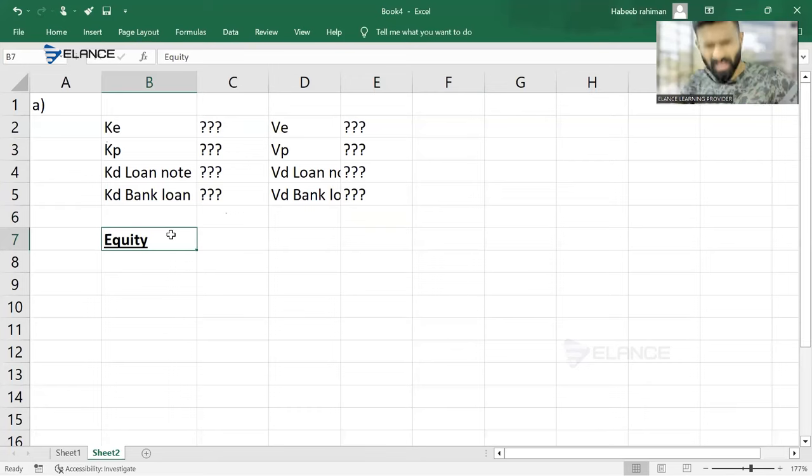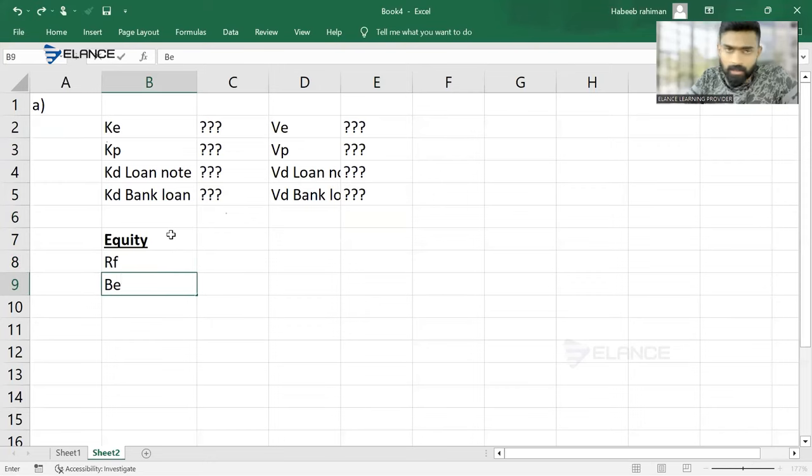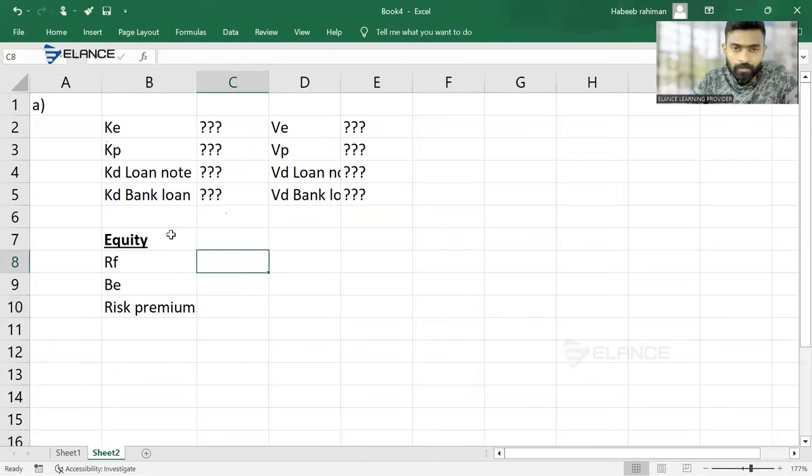Please do follow me. I'm going to solve equity. In order to solve for equity, we require RF, we require equity beta, plus we require risk premium. All these are readily given in the question.